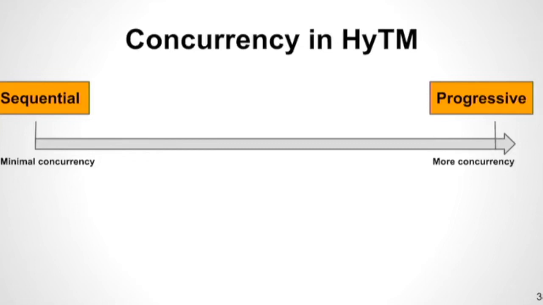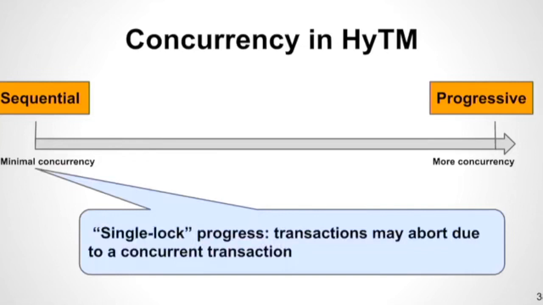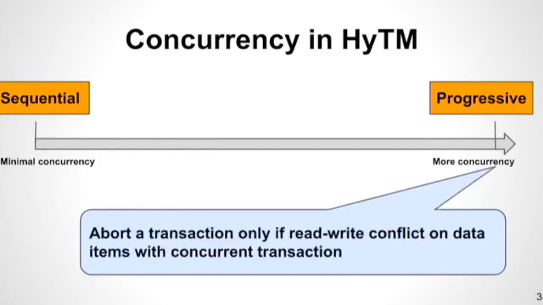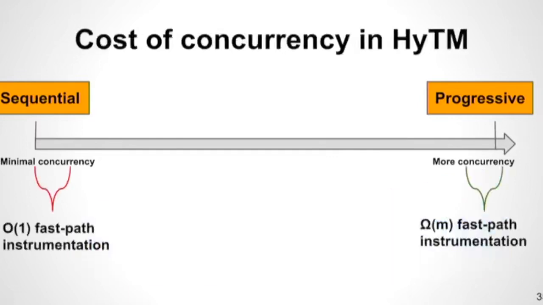This is what we would call progressive. So sequential here being, you just abort due to a concurrent transaction. And even in this case, you need instrumentation. And progressive would be only if there is a real read-write conflict on the data items that you're accessing. And in fact, what we can show is that even in the sequential case, you have this instrumentation that you must incur. But in the progressive case, you actually have a linear amount of instrumentation that you need to incur.